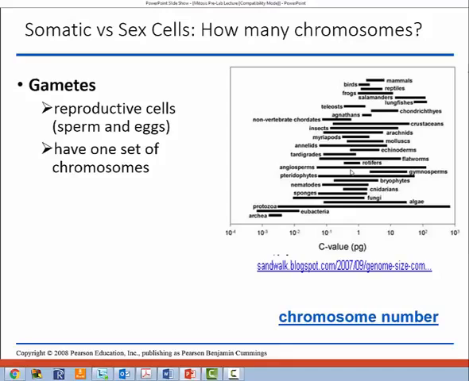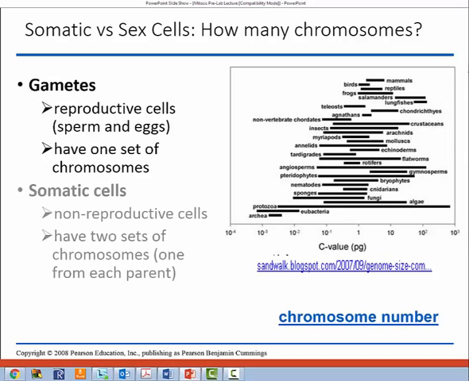We're also going to be talking about meiosis after we do mitosis, and meiosis results in the production of gametes. Gametes are reproductive cells like sperm or eggs. They only have 1 set of chromosomes. So if you look at a human egg cell or a human sperm cell, you'd see 23 chromosomes. Once they're joined together through reproduction, that embryonic cell would have the 46. Again, that's just for humans. A somatic cell is a non-reproductive cell. They have 2 sets of chromosomes, 1 from each parent.